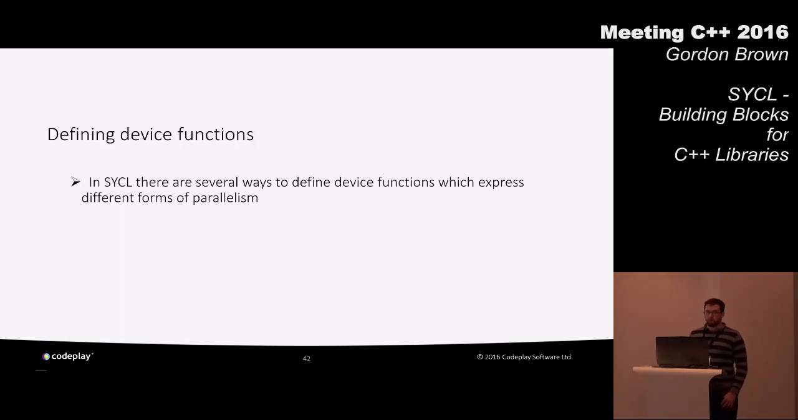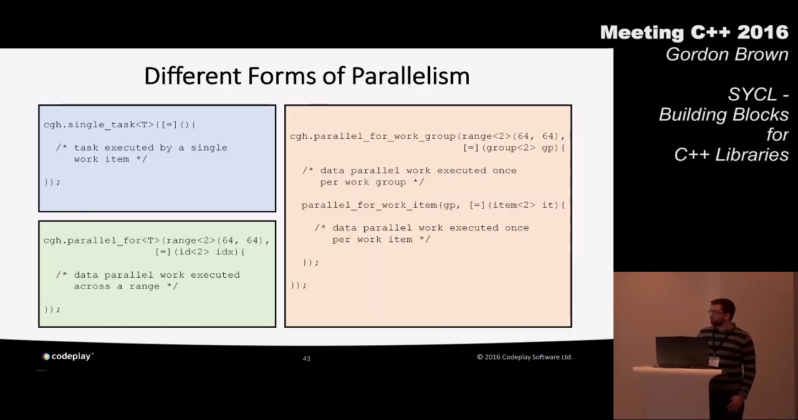So the last part is that you need to define your actual device function, the computation you're going to do. In SYCL, there are several ways that you can describe parallelism. In the top left corner there, you've got a single task. A single task executes your device function exactly once, and it doesn't take any parameters.